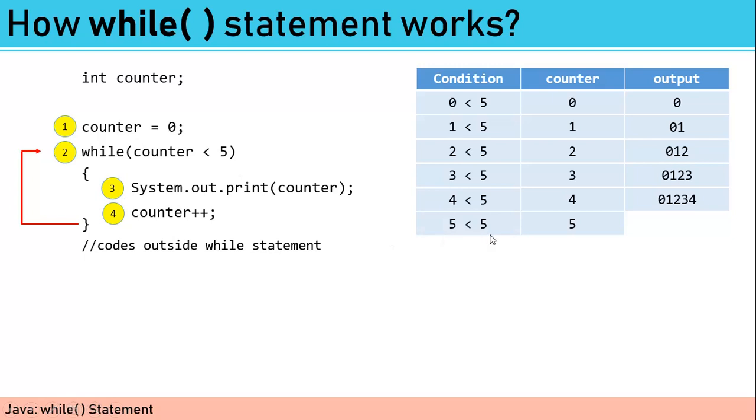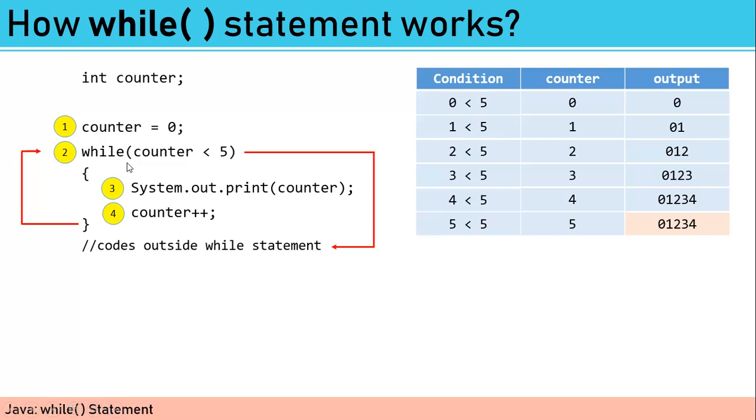Is 5 less than 5? So what is the answer? Is 5 less than 5? True or false? So false. So the execution will automatically proceed outside the while statement, and we all know that the final output will be 0, 1, 2, 3, and 4. So duly take note, the last value of your counter is 5, because if it does not reach 5, then when will this condition be false?